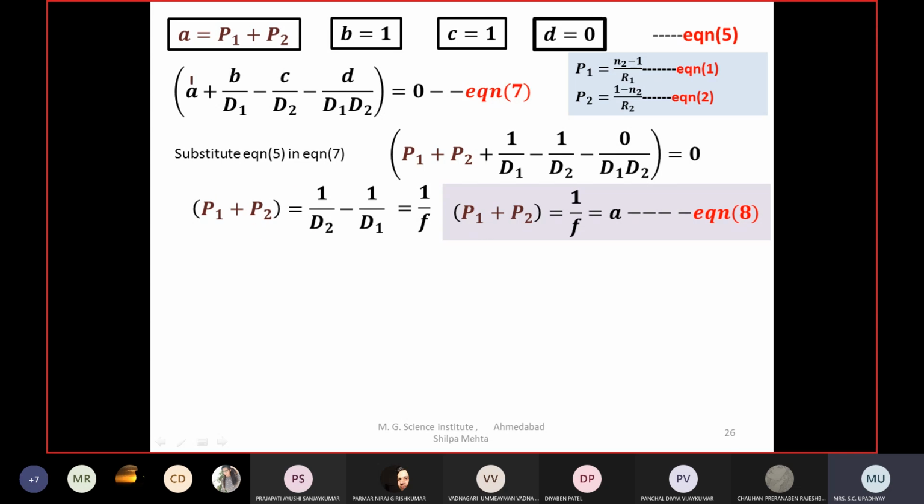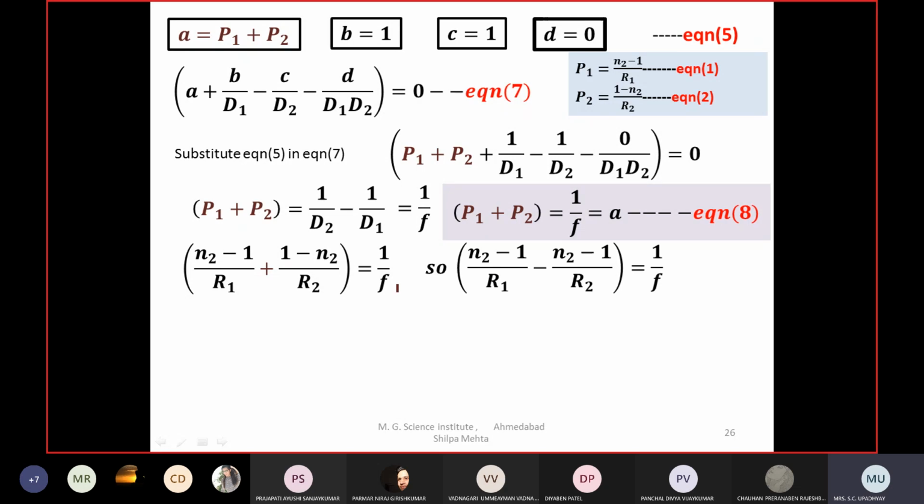P1 plus P2 is equal to what? A. And that is equal to 1 upon F. So our A element will lead us to the focal length of the optical system. So P1 plus P2 is also equal to 1 upon F and it is equal to A. We already know the value of P1 in equation 1 and equation 2: P1 equal to N2 minus 1 upon R1 while P2 equal to 1 minus N2 upon R2. So we substitute those values here.